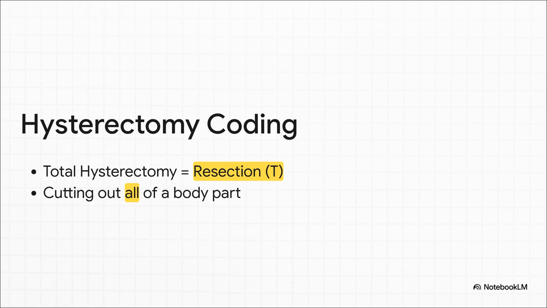Oh, and while we're on the topic, a quick pro tip on tubal ligations. If the surgeon completely occludes the tubes with bands or clips, it's coded as occlusion, character L. But if they sever or remove a segment of the tube, it jumps right back to excision, character B.